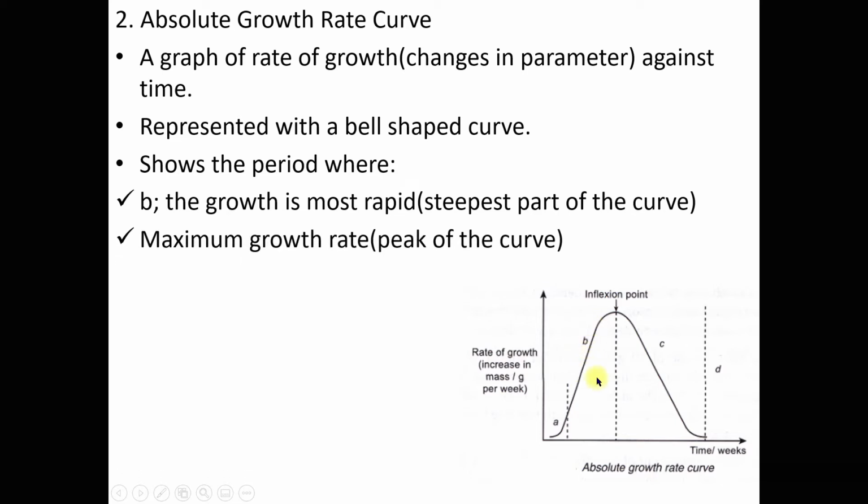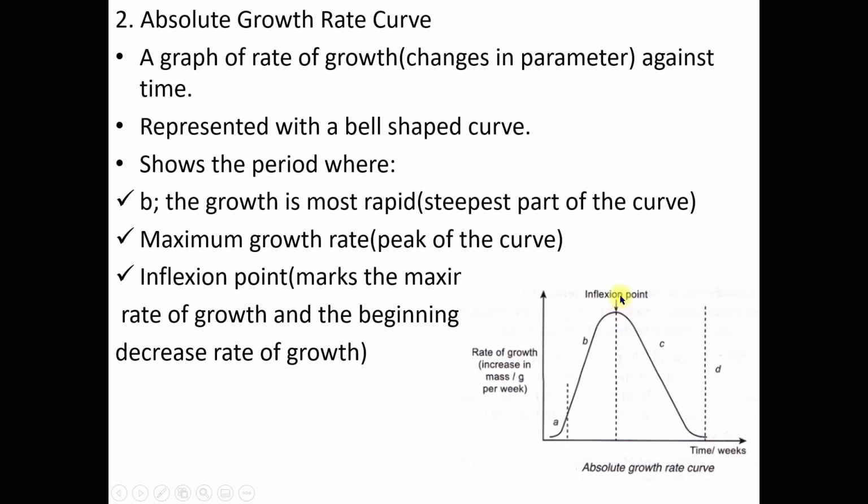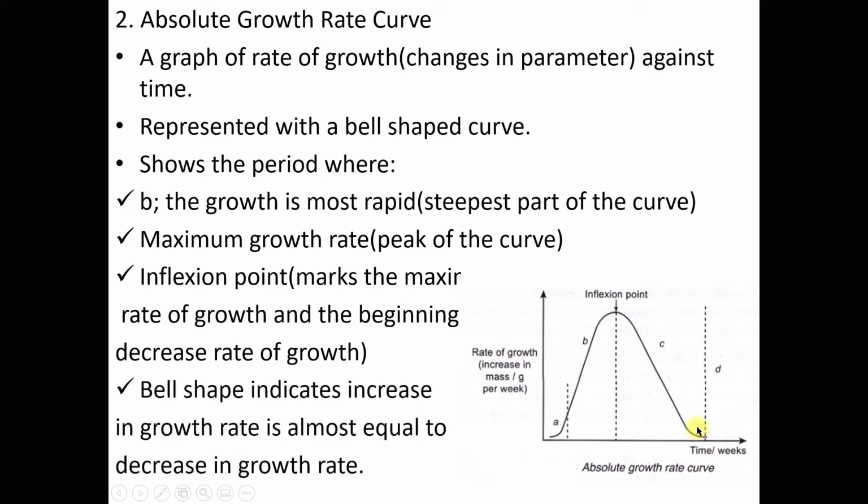And then we have the maximum growth rate, which is shown by the peak of the curve. This peak of the curve will show you the maximum growth rate. And then we have the inflection point here, which marks the maximum rate of growth and the beginning of the decrease in rate of growth. And this bell shape indicates that the increase in growth rate is almost equal to the decrease in growth rate.